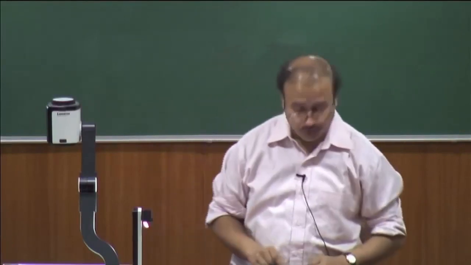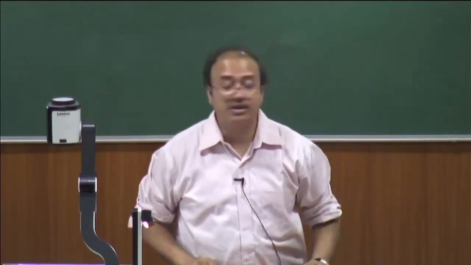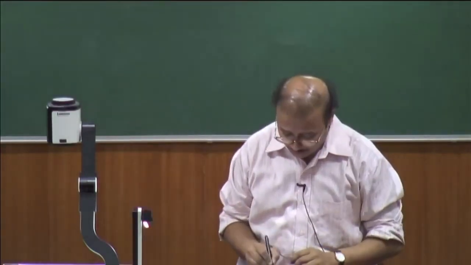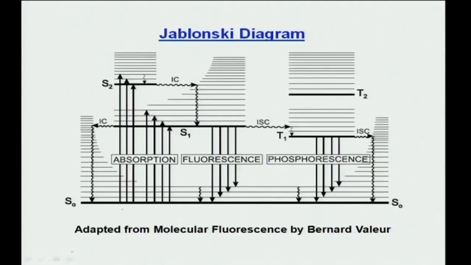So, what are the processes involved? Obviously, one of the processes involved is fluorescence, right. But let us look at a very important diagram. I am sure you have heard about this. This is called a Jablonski diagram, okay. Now, look, it has too many levels, energy levels, but do not be intimidated by that. All of these things you have seen before. First, look at it step by step.